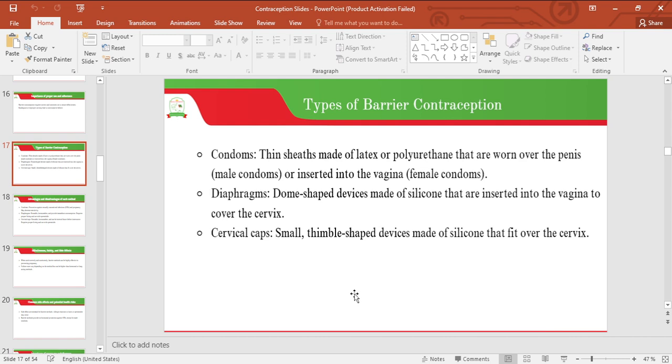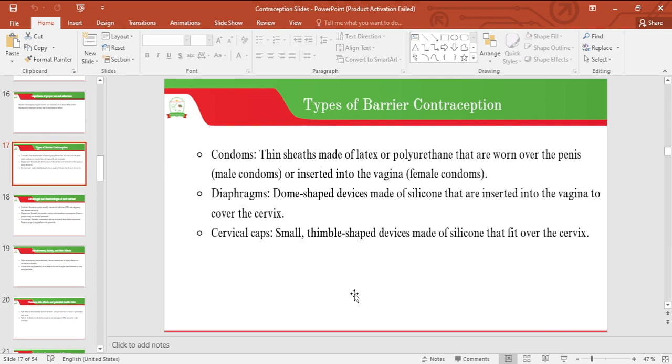Then we have another type of barrier contraception, which is known as the diaphragm. Diaphragms are dome-shaped devices made of silicone, and they are inserted into the vagina to cover the cervix. Then we have cervical cups. These are small thimble-shaped devices. They are also made of silicone and fit over the cervix.